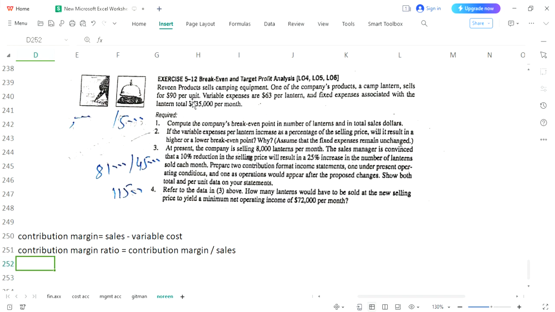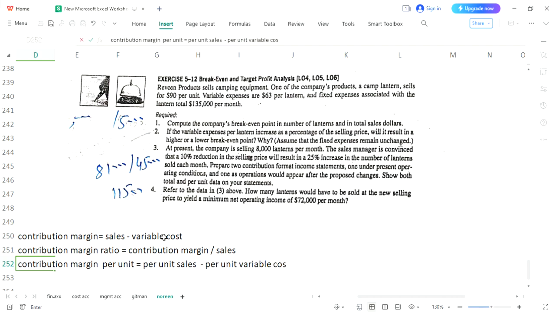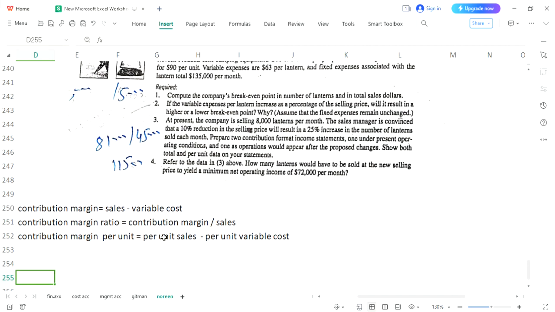You have also calculated the very important contribution margin per unit. For that, you will use the same formula as above: sales minus variable cost. So per unit of sales, minus, and then per unit variable cost as well. So these are three very important phenomena and they would be used almost in every question.